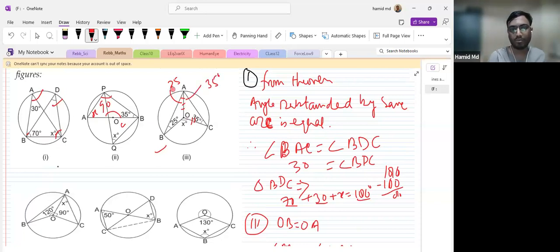So the sum of these two will make this angle, right? So what will this be? 35 plus 25 is 60. This will be 60 degrees, so this will be 120, right?